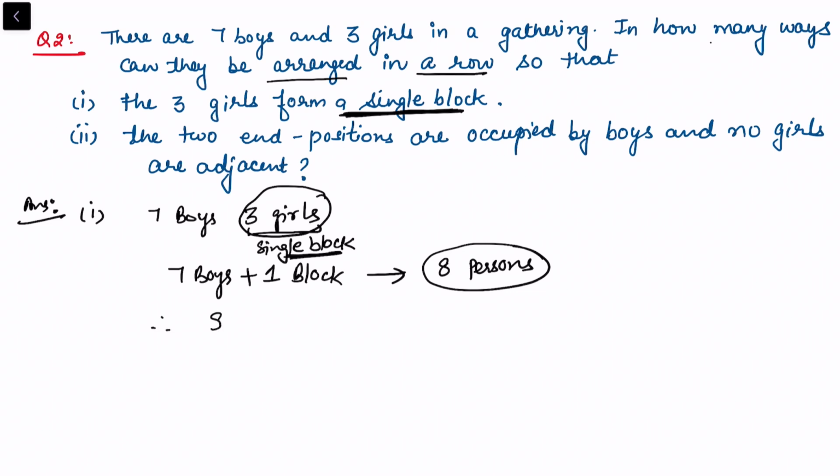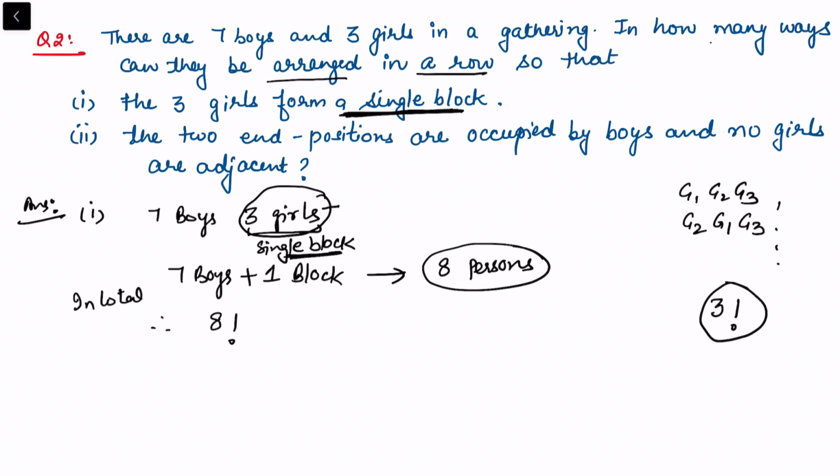So for 8 people we can permute them in 8 factorial ways, and then these 3 girls which we consider as a single block can permute among each other. So for example, G2 can come in the first position, G1 can come in the middle, and G3 can come in the last position. So there are 3 persons, and they can permute within each other. For their permutation we have 3 factorial. So in total we say 8 factorial multiplied by 3 factorial is the number of possible ways to arrange 7 boys and 3 girls in a row with all girls together.